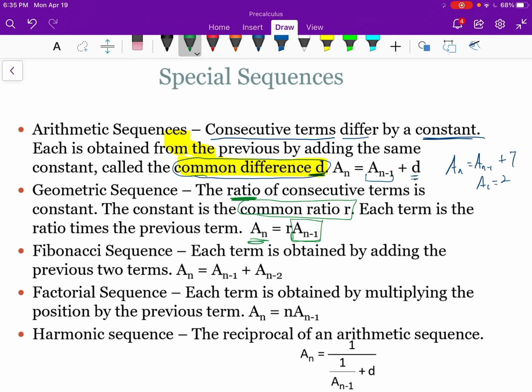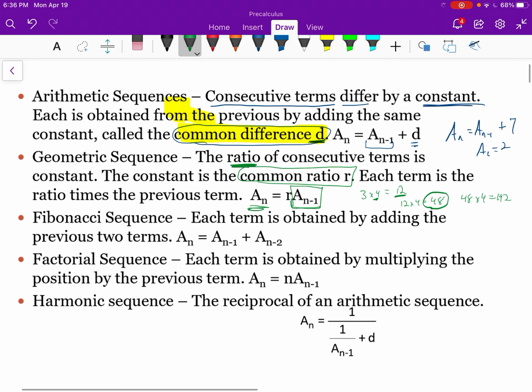We had this as well. I think we started with 3 and we multiplied by 4 to get 12, and then we took 12 times 4 to get 48, and then we took 48 times 4 to get 192. That's a geometric sequence. We keep multiplying by the common ratio. And notice that if we took the 48 divided by the 12, you would get that common ratio of 4. Those are the two most common.